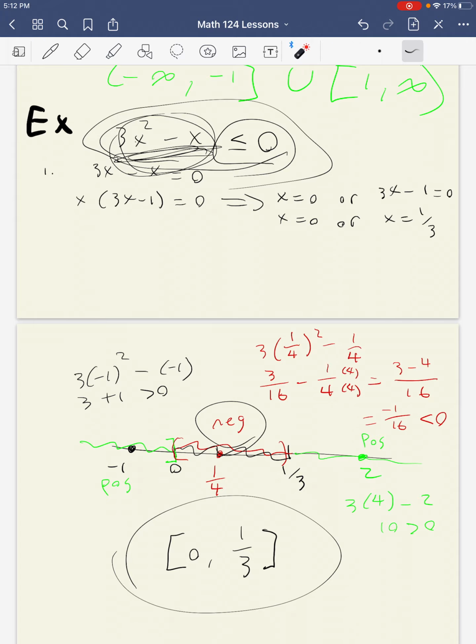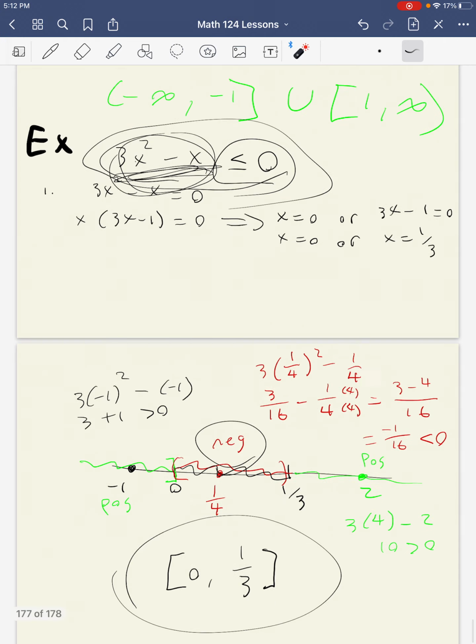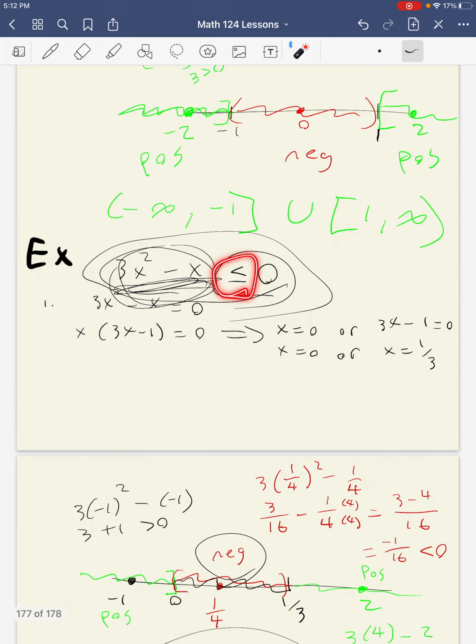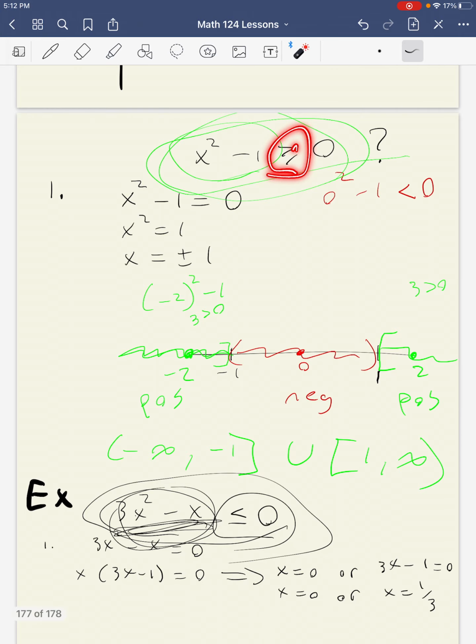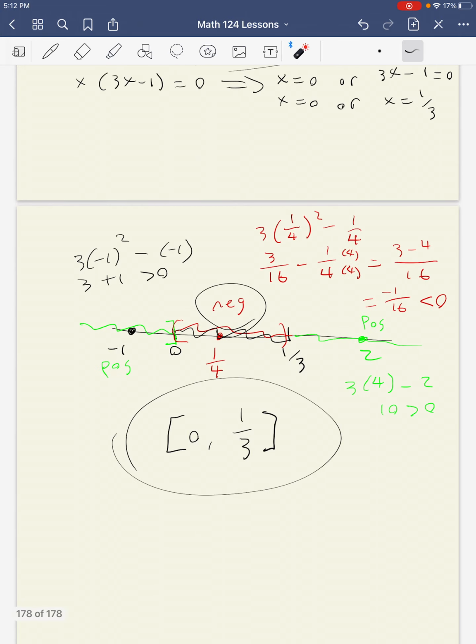Okay, so don't make the common mistake that positive is always the solution. And even though I did positive in green, it kind of tricks our brain to think, oh, it's good and this is bad. But sometimes the answer is the negative intervals. You just got to pay attention to which symbol is being used in the problem.